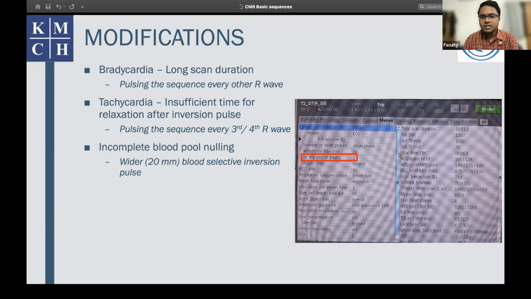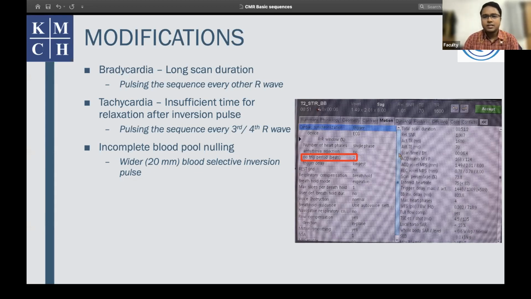For example, if there is tachycardia, then 2 RR intervals will not provide sufficient time for the relaxation of the inverted pulses. So in this case, we can pulse the sequence every 3rd or 4th R wave. So what we are doing is just providing enough time for the inverted protons to regain their magnetization over a period of time.